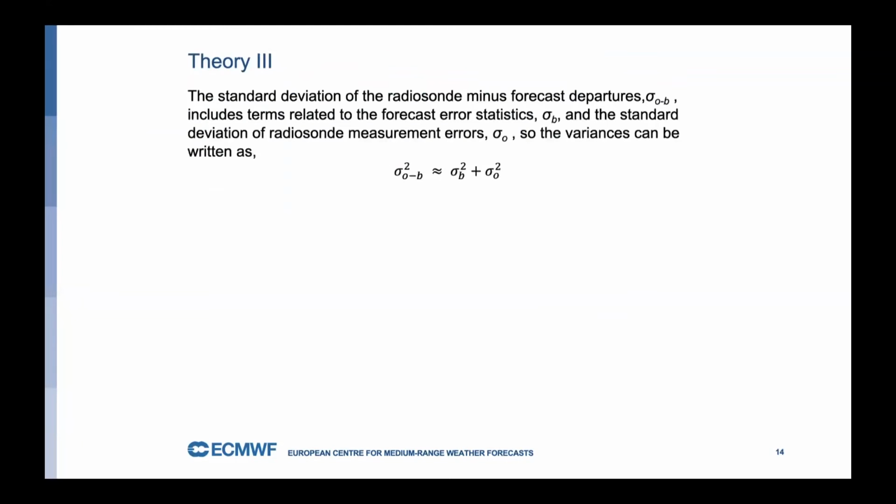And you can go back to theory and say, okay, the variance in O minus B, the first guess departures, relates actually to the forecast error statistics, sigma B, and also the errors in your measurements, sigma O. And in our case here, we looked at radio occultation measurements. And this assumes there's no correlation between sigma O and sigma B. So this is an assumption you have to make.